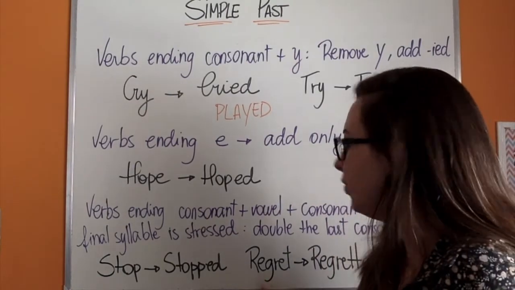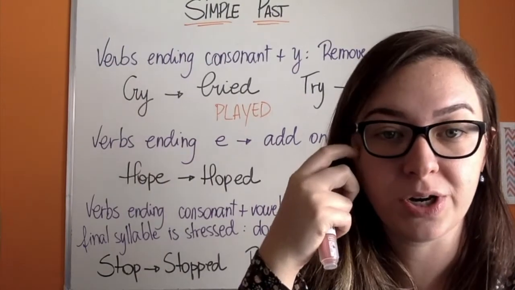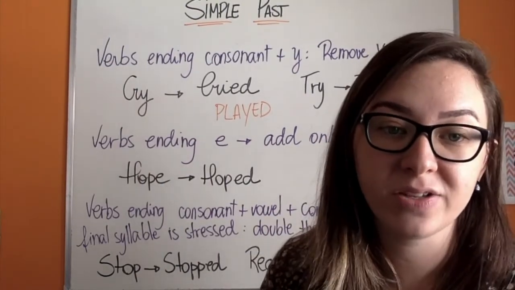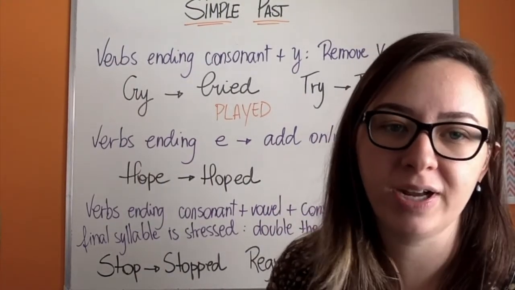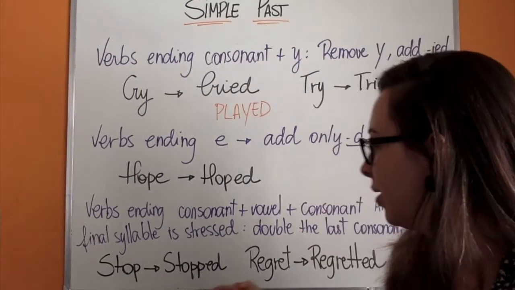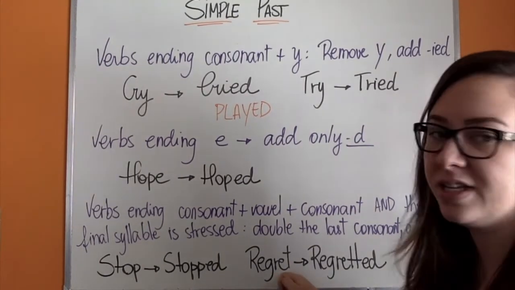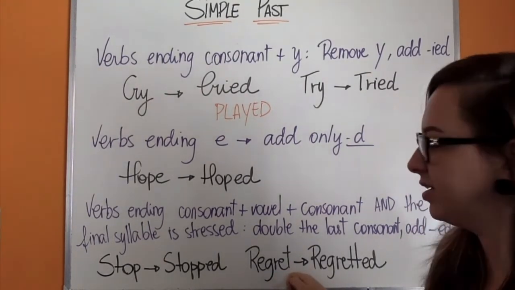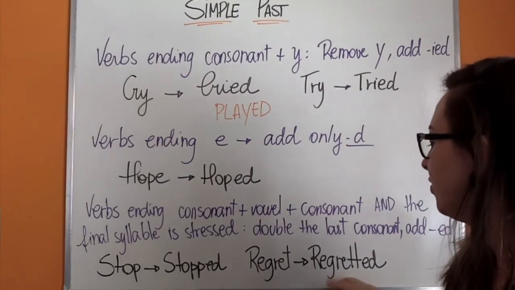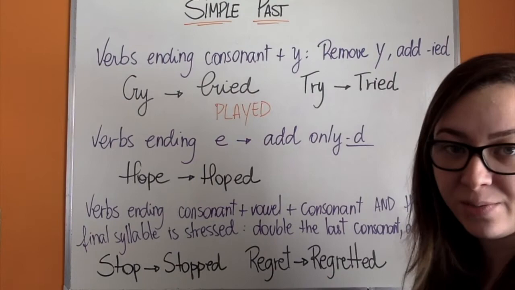Now, regret. We have a two-syllable word, and the stress is gret. We don't say regret, we say regret. So this is the stress, okay? In this case, R is a consonant, E is a vowel, T is a consonant. So regret, regret. You double the T before you add ed.